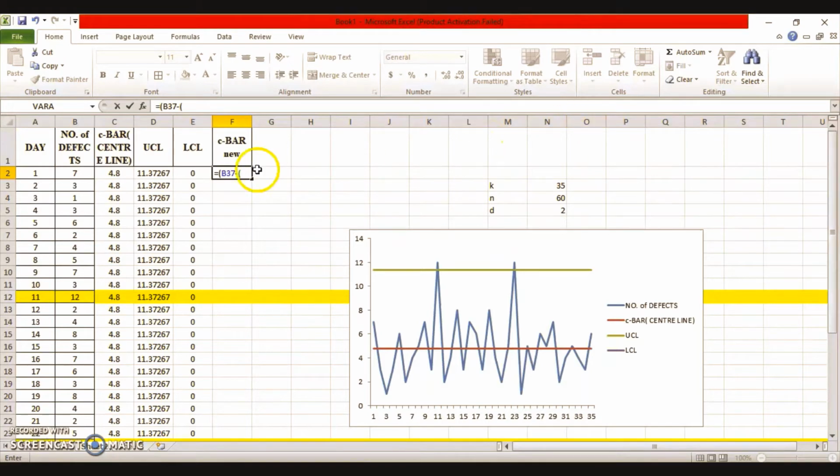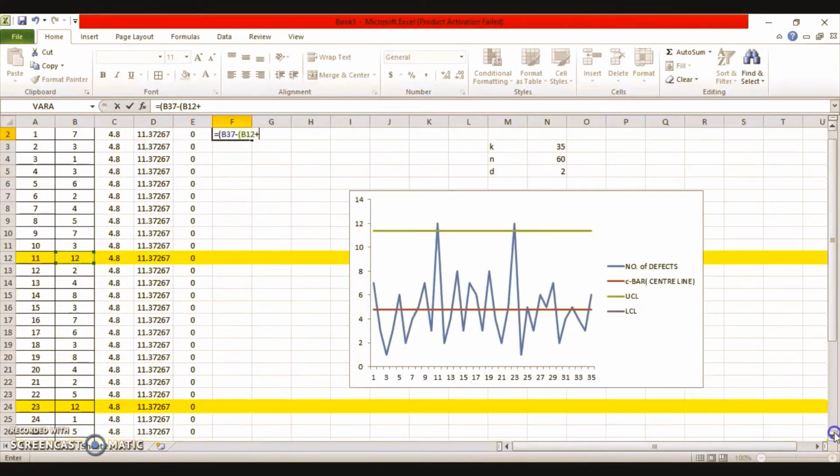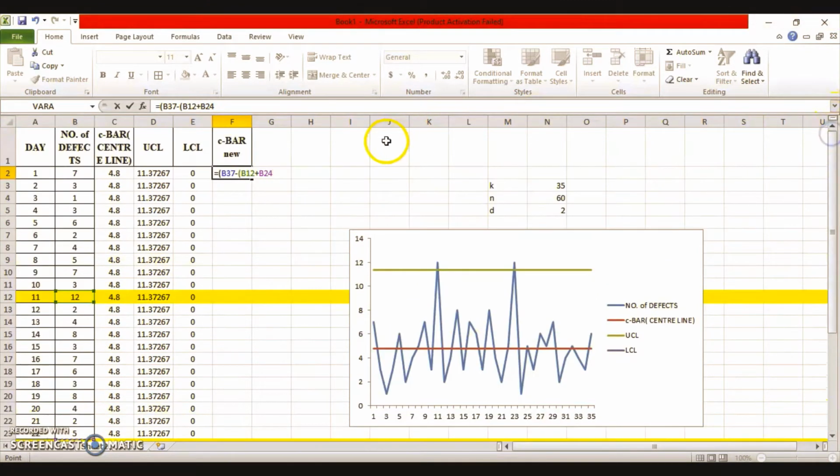The number of discarded defects here which lie in that, but we have 2, so we have to take the sum of these 2 points first, and then we have to subtract it from the given total number or sum of the number of defects, right? And that will be divided by k, that is the total sample, minus the discarded values or the discarded sample points, right? So this is your new c bar value. As you can see, it is 4.3. The previous value was 4.8.